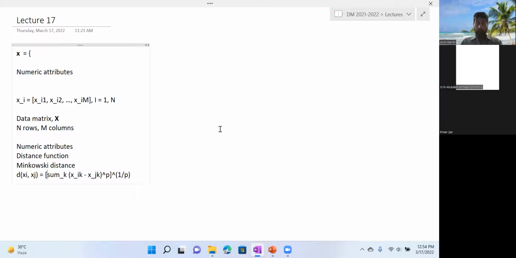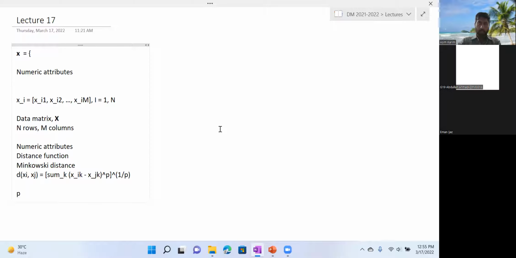So this is the formula for the Minkowski distance. What is it doing? For each element of the two vectors, it takes a difference and then raises it to some power p. And of course, it does this for all the elements, k equal to 1 to m elements in the vector. And then you sum them up and take the pth root of it. So this in general is called the Minkowski distance.